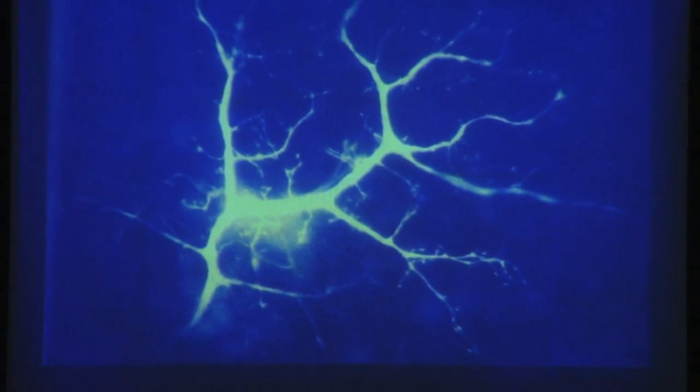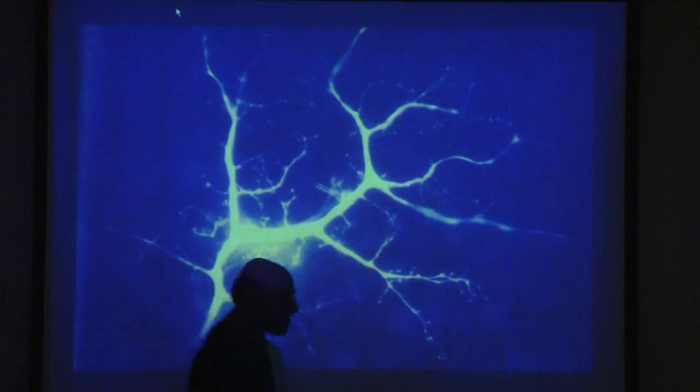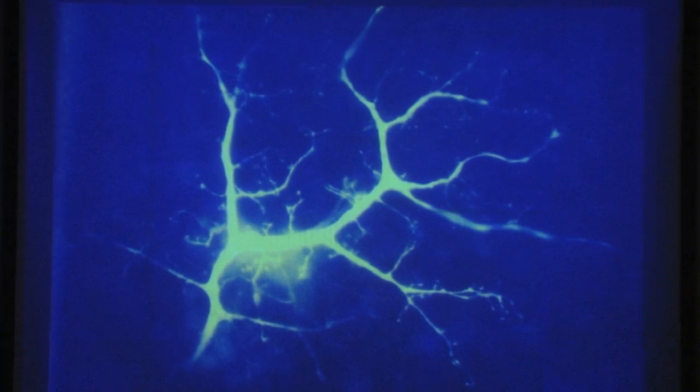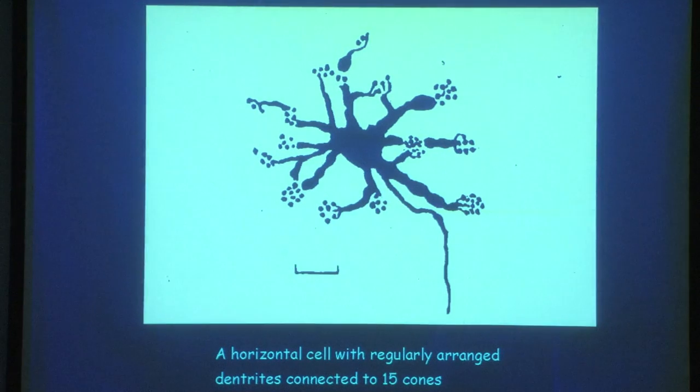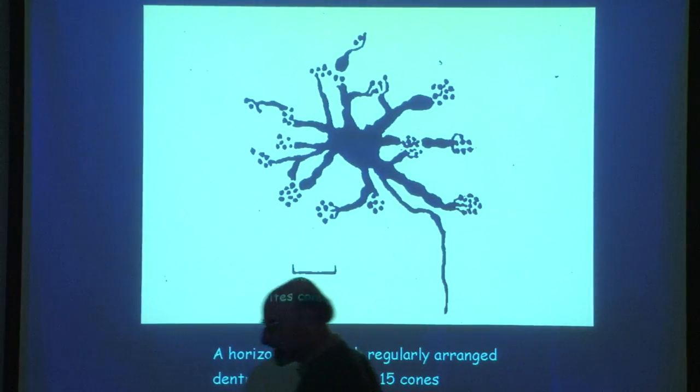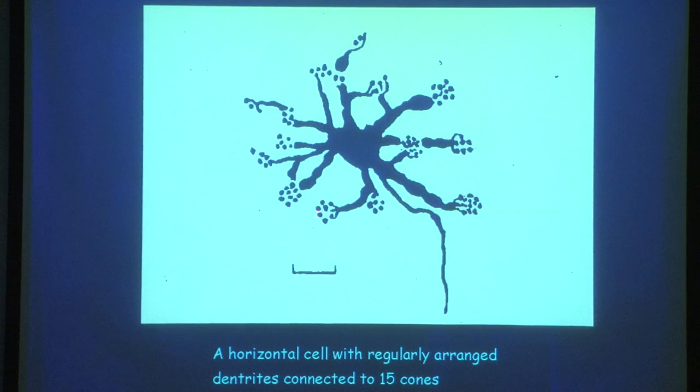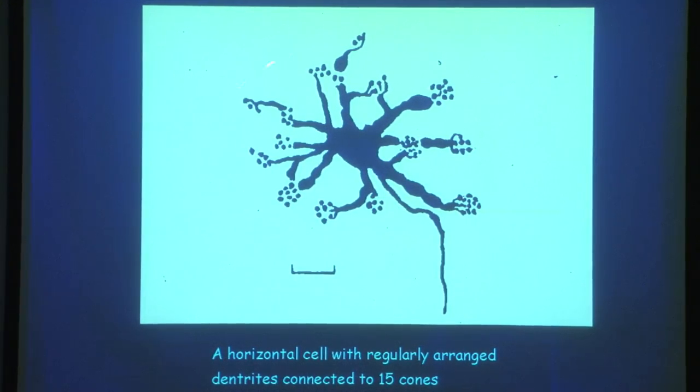And then when you come to the horizontal cells, here's a beautiful example of a procion yellow labeled horizontal cell. And if that is then analyzed in detail, it looks something like this. This particular cell has 15 connections with the photoreceptors. And these cells, I can anticipate, we'll talk about that in more detail later, play a central role in providing the surround inhibition that I described to you for those retinal ganglion cells.